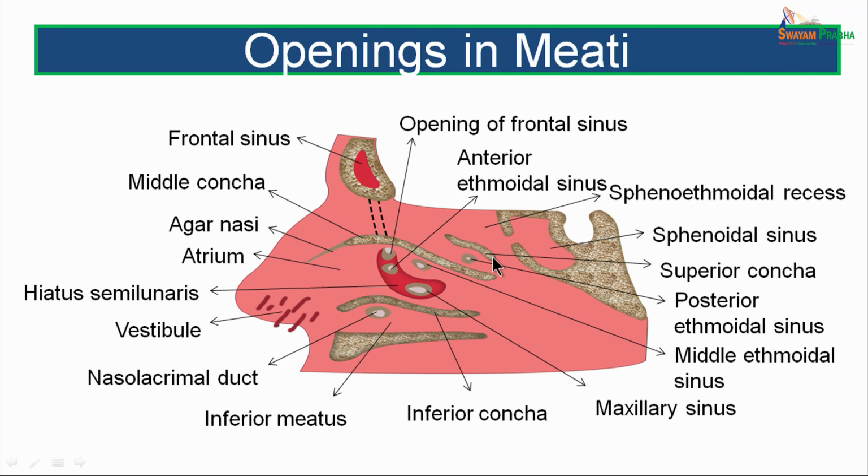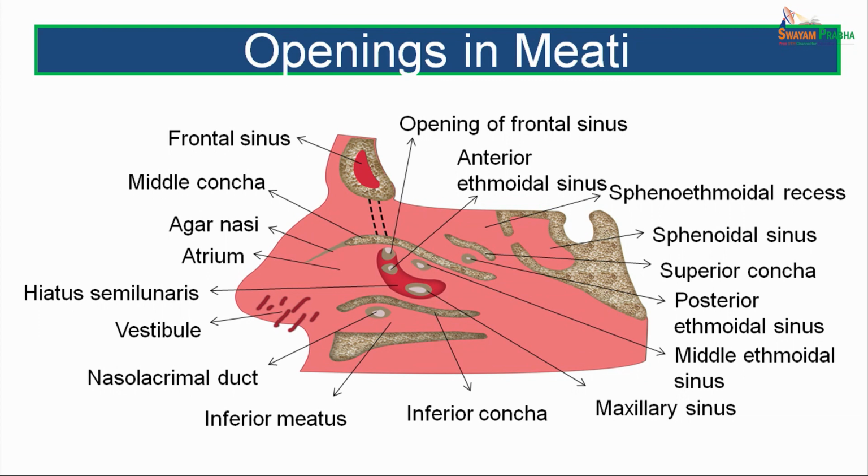Below the superior nasal concha is the superior meatus, which shows one opening of the posterior ethmoidal sinus. Below the middle nasal concha is seen the large space, that is the middle meatus, in the center showing a bulging which is the bulla ethmoidalis. On the bulla ethmoidalis, we see the opening of the middle ethmoidal air sinuses.